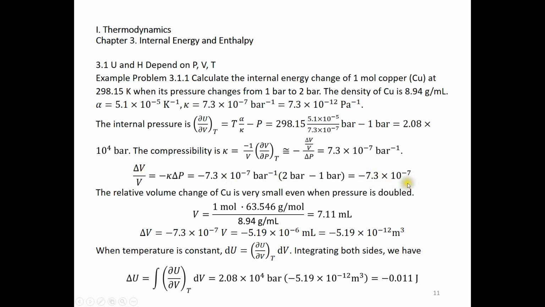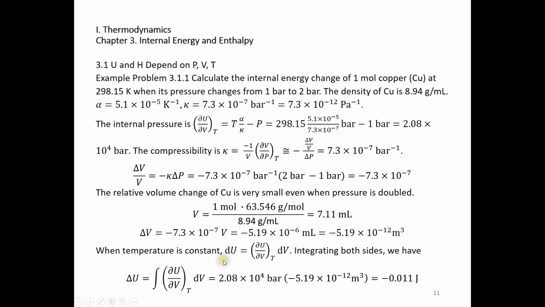Alright, this is negative. We can compute the volume of 1 mole copper. 1 mole copper weighs 63.5 grams, and we have the density, so we have the volume of 1 mole copper. Therefore, the change of the volume is the relative change times V. We get this much in cubic meters.